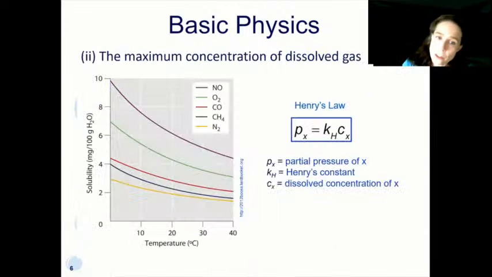In addition to that, both the pressure and the temperature determine how much gas can be dissolved in a liquid. So the cooler the liquid, or the higher the pressure it's under, the more gas can be dissolved in that. And that can be calculated using Henry's law. So the partial pressure of a particular gas depends on the Henry's constant for the gas and the surrounding liquid, and that gives you the dissolved concentration.